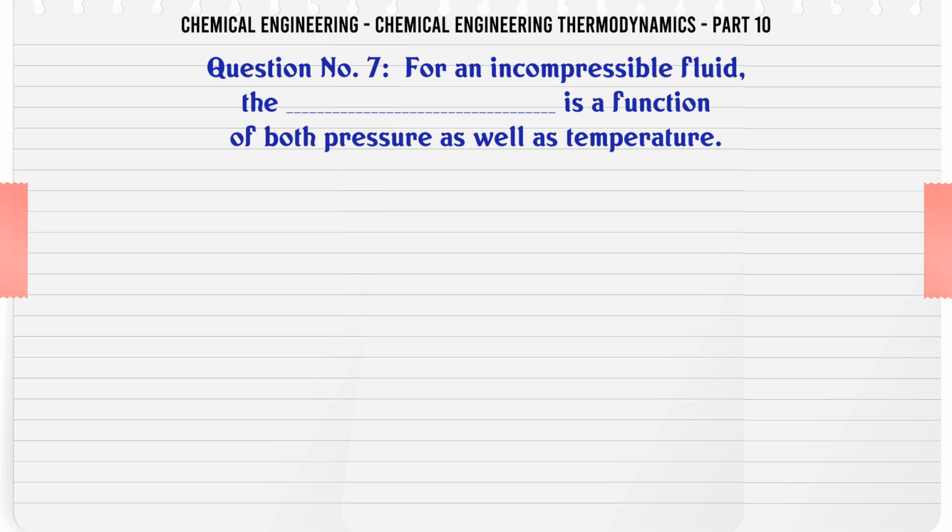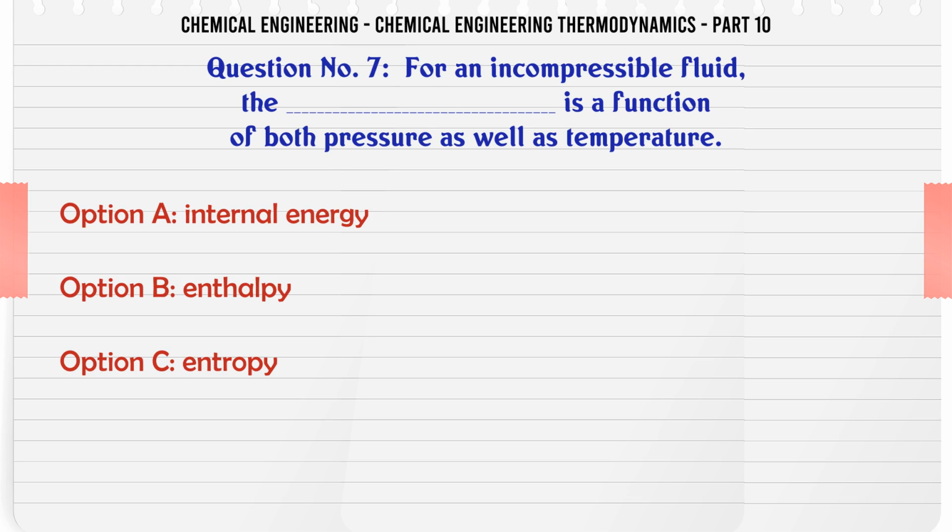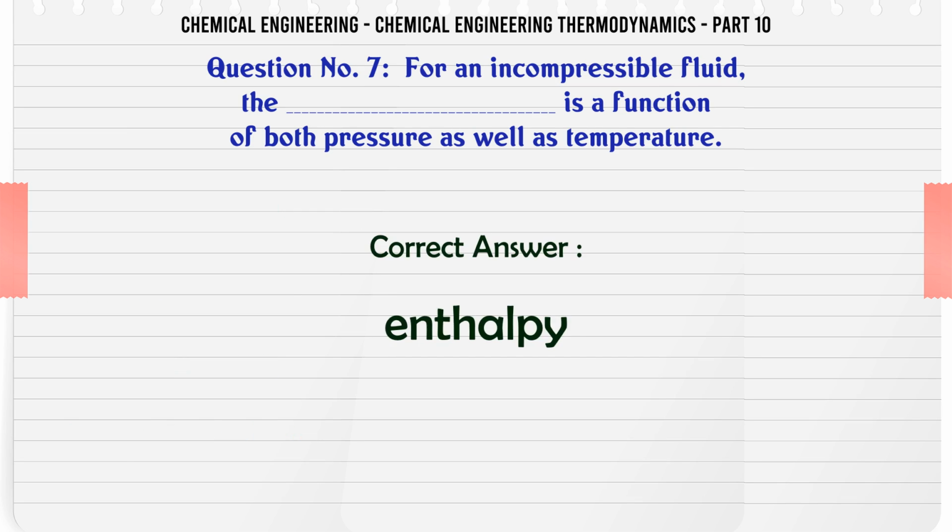For an incompressible fluid, which property is a function of both pressure as well as temperature? A. Internal energy. B. Enthalpy. C. Entropy. D. All A, B, C. The correct answer is enthalpy.